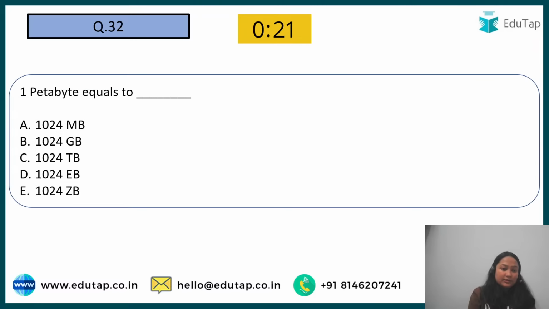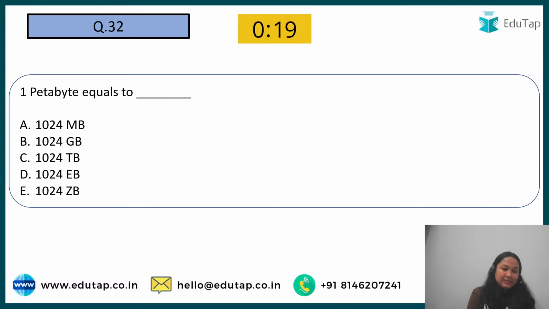Okay, then a petabyte is equal to what? 1024 MB, 1024 GB, 1024 TB, EB or ZB. Look, 1024 MB cannot be the answer because 1024 MB is GB, and we all talk in GB. If you have ever used a hard disk, you should know that. Even 1024 GB cannot be the answer because 1024 GB is equal to 1 TB. So what can be the correct answer?